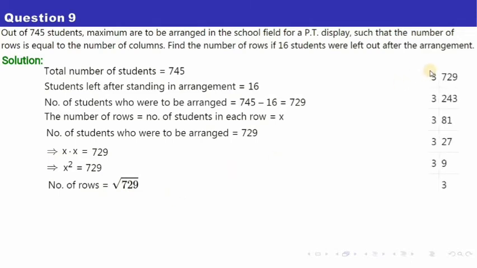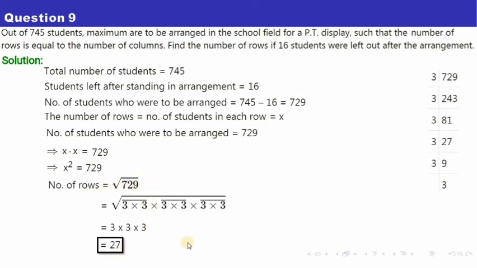Now the factorization part is shown here, or else you already have the list of squares of the first 30 natural numbers. So from there also you will be able to find that the square root of 729 is equal to 27. Okay, so 27 becomes your value of x, which is the number of rows, and that's what the question is asking you to find. Okay, pause the video and note down your solution.